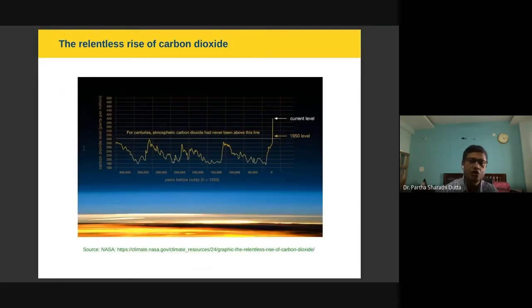So this is a picture I have downloaded from NASA's website, climate.nasa.gov. You see that before the pre-industrial era, this is a picture I think up to 2000, so before the industrial era until 1950, the amount of carbon dioxide in the atmosphere was always below 300 ppm. And this is data from 400,000 years ago to 1950. After 1950, when industrialization happened heavily and there was emission of carbon dioxide, that amount of carbon dioxide has increased. And the point to be noticed is that the increase happened in a very small amount of time.